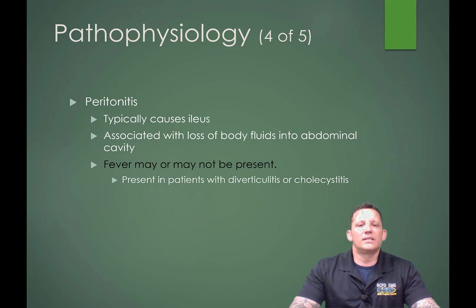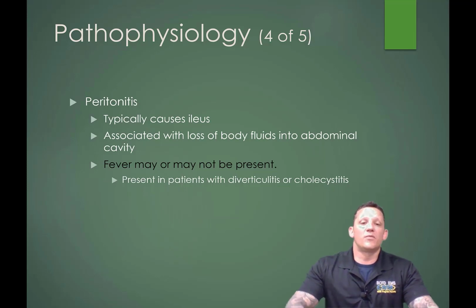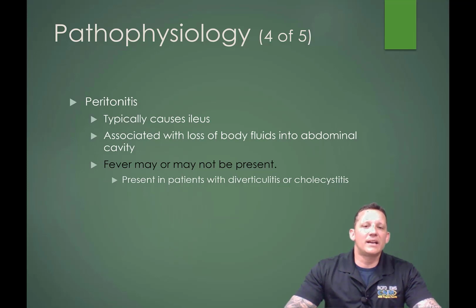Again, peritonitis. This causes ileus. It's associated with loss of bodily fluids into the abdominal cavity. So this could be anything from bleeding, bile, any kind of fecal matter, or anything that doesn't belong there. The abdominal cavity is sterile, and so when something else enters it that may be necrotic or have some kind of bacterial load with it, it will become inflamed rather quickly, and you may or may not have a fever, but it usually will present with a fever if that patient has a significant infection that's starting. This can present in patients with diverticulitis and cholecystitis, which we'll get into a little bit later in the lecture.